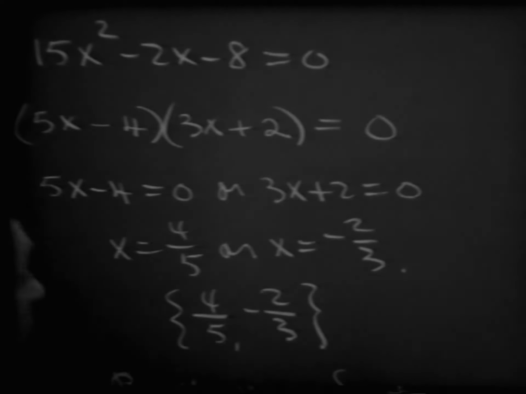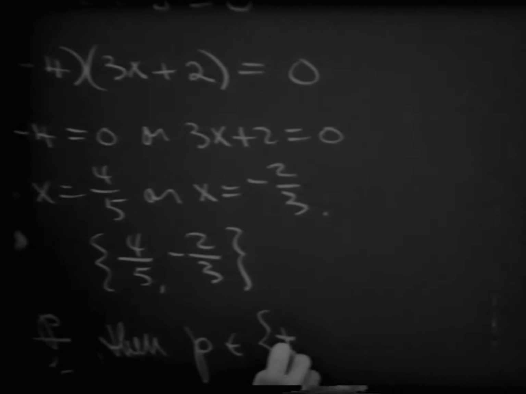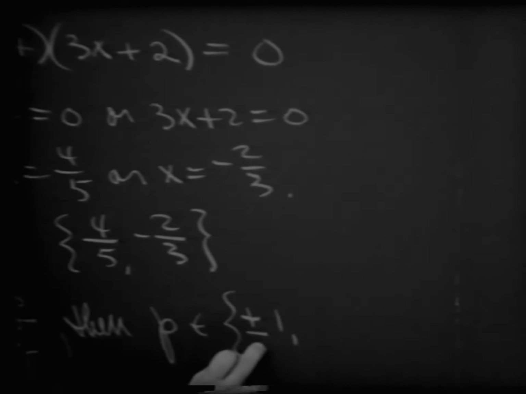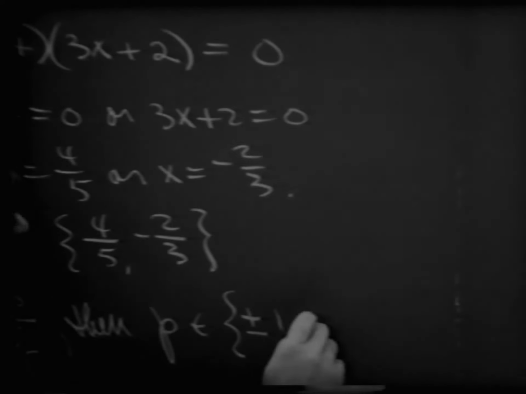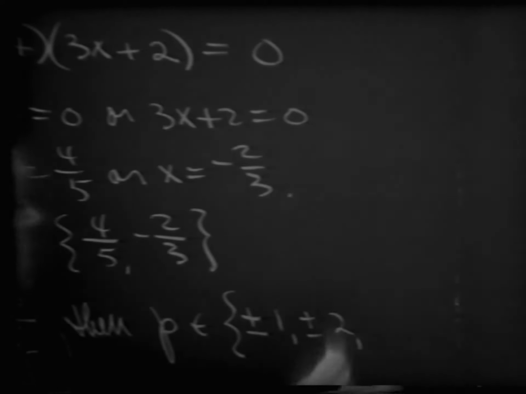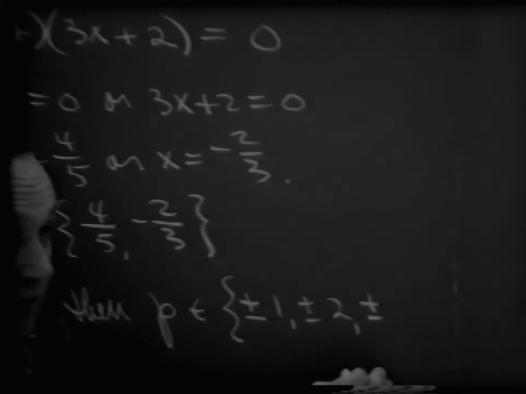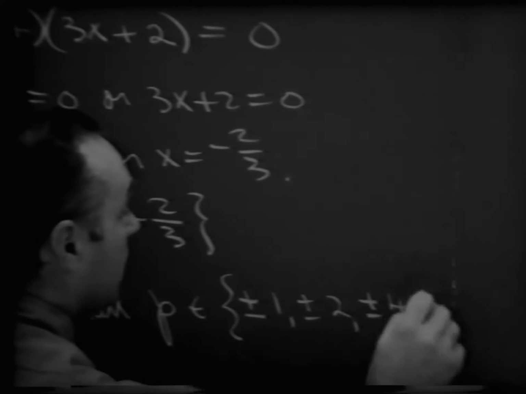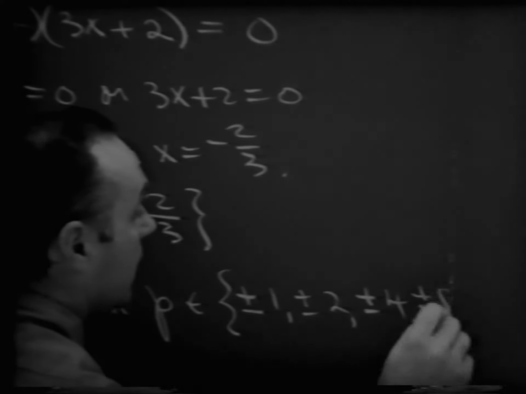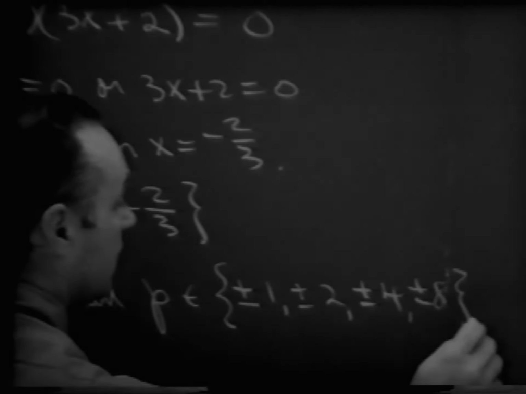In the case we have here, let me write this as plus or minus 1, or positive 1 and negative 1. Let me use that notation. It's certainly a factor of negative 8. Positive and negative 2 is a factor of 8. Positive and negative 4, and a positive and a negative 8 would be the factors of negative 8.